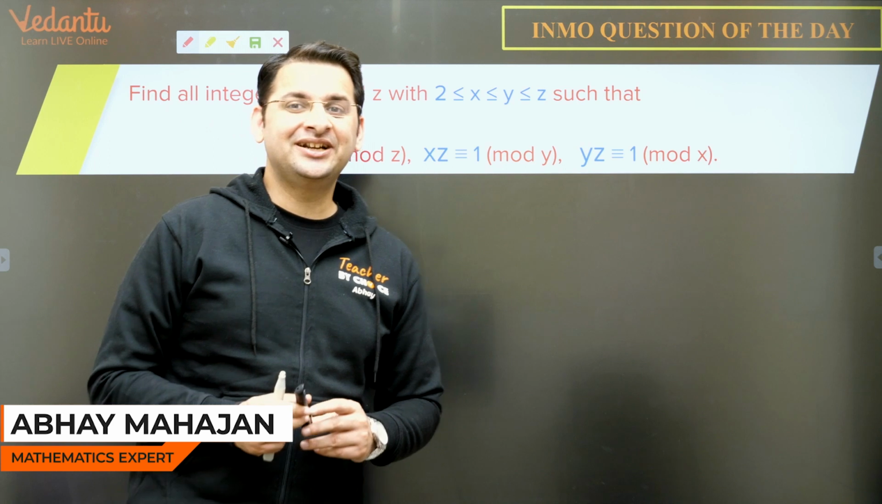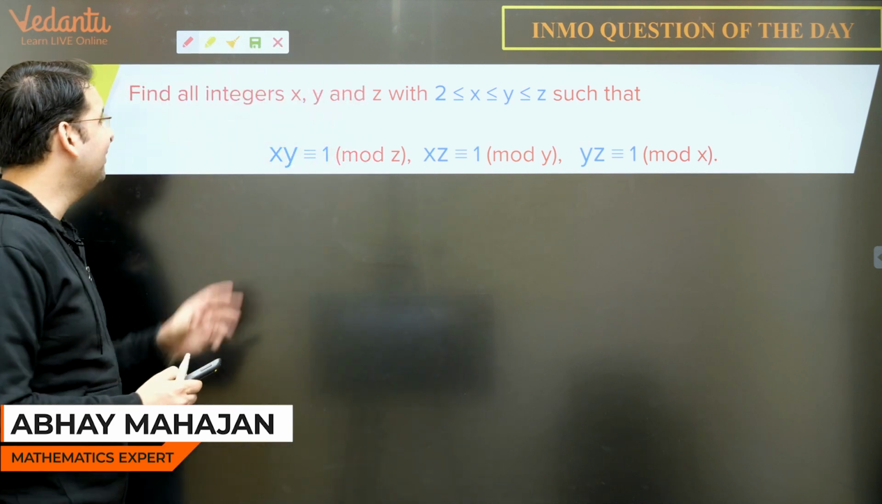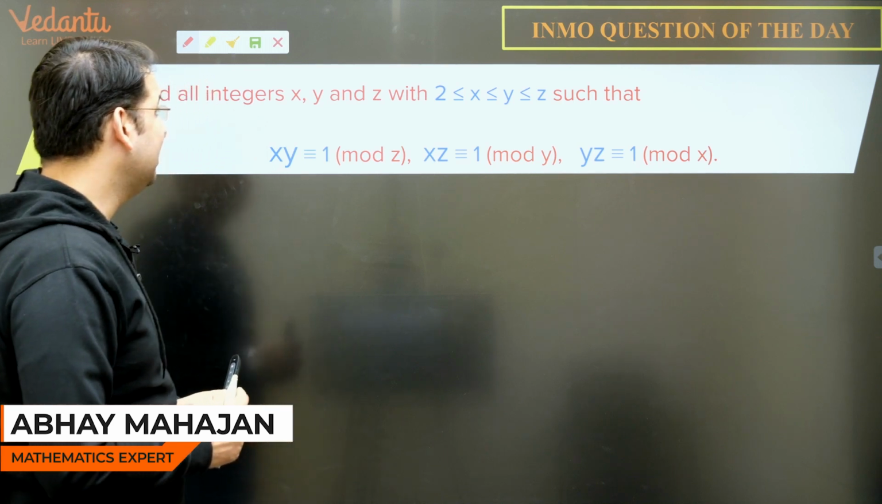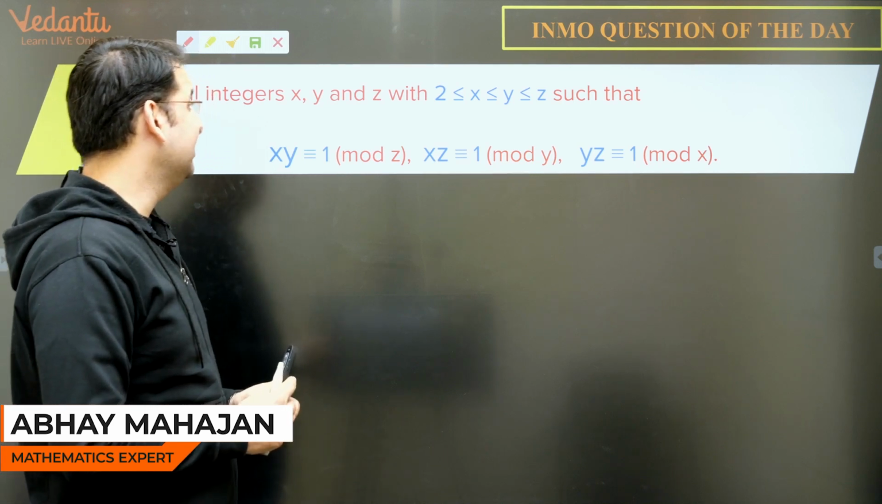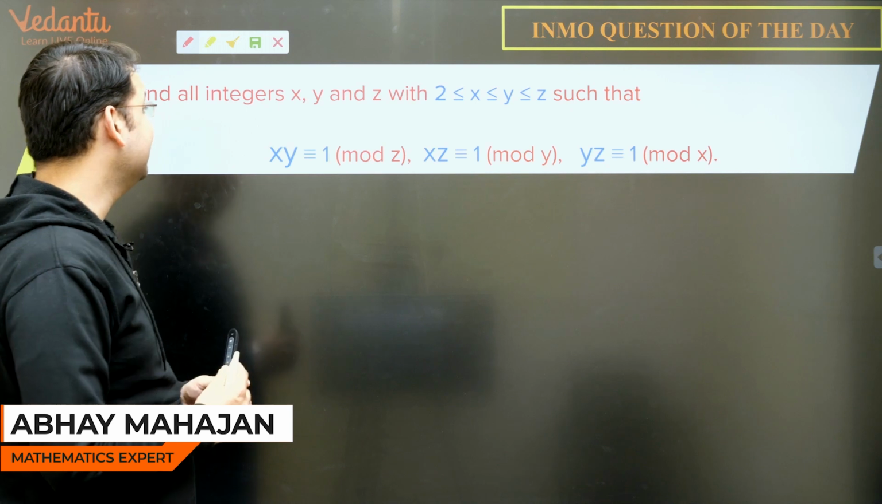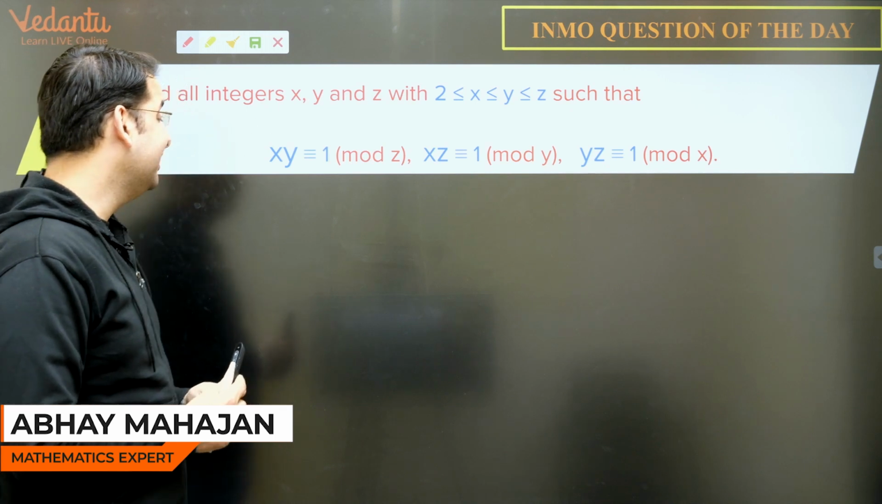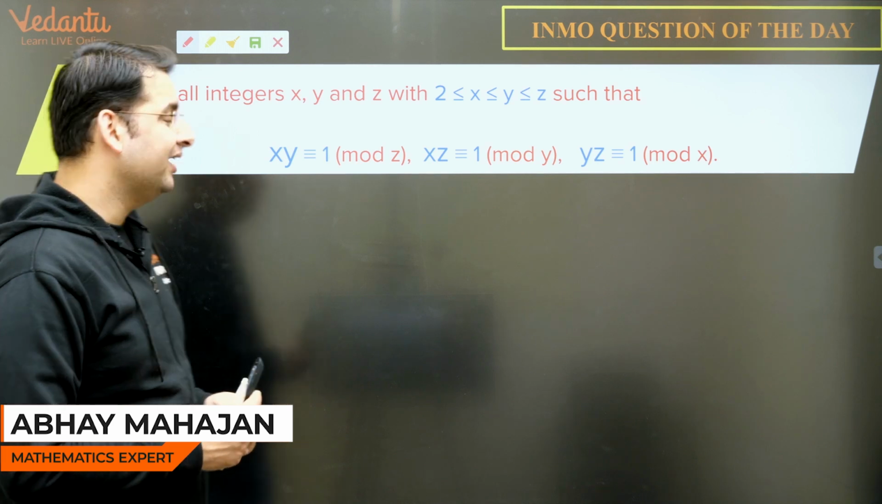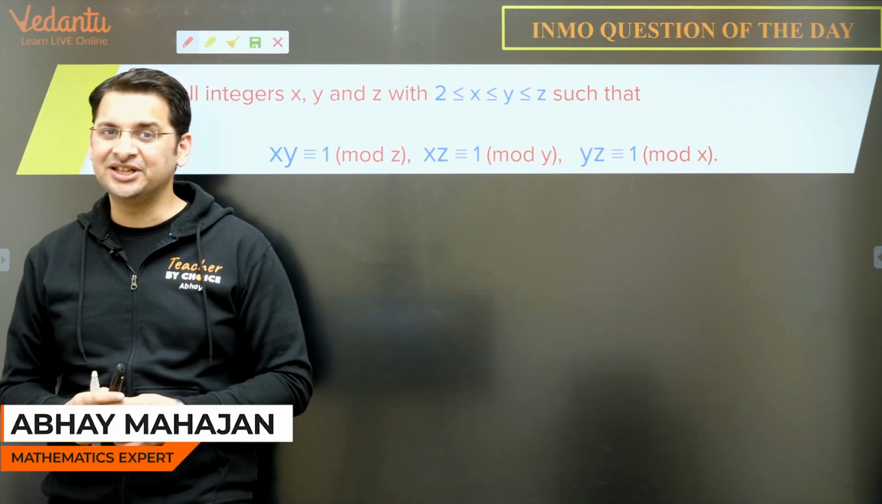The question of the day for today is: find all the integers x, y, z with 2 ≤ x ≤ y ≤ z such that xy is 1 mod z, xz is 1 mod y and yz is 1 mod x. So this is a very interesting question on number theory.